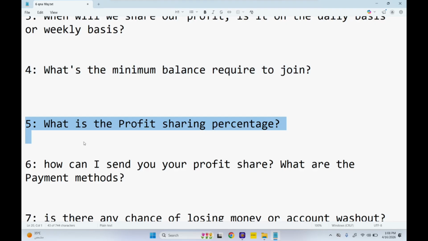Similarly, if your account size is $10,000 and we make a profit of $2,000, then $1,000 will be your profit share and $1,000 will be our profit share. Hopefully you got it clearly.